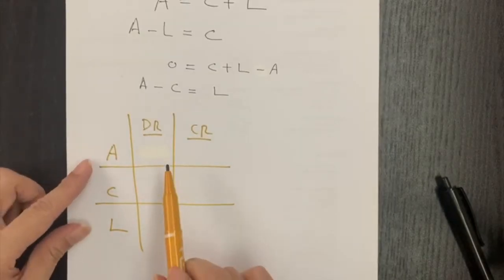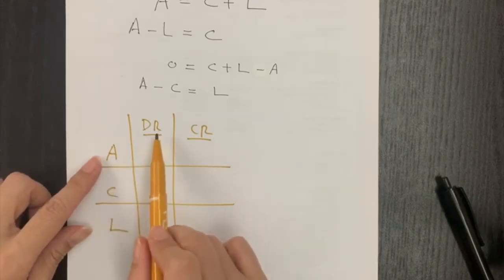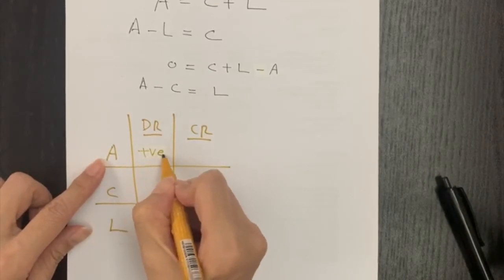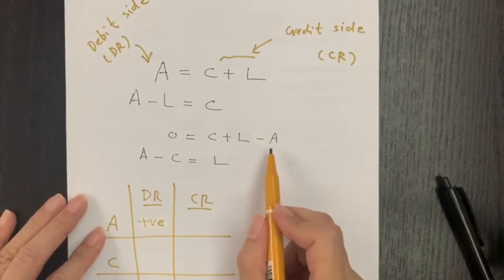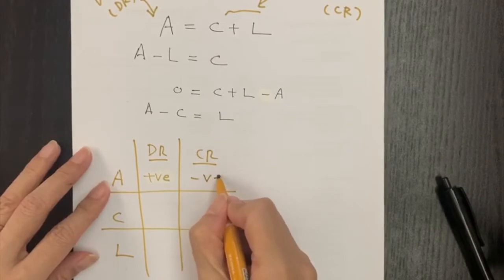Here I have a table showing which side is positive for assets. The debit side, the left-hand side of the equation, is where assets are positive. However, if we move assets to the right-hand side of the equation, which is the credit side, it becomes negative.